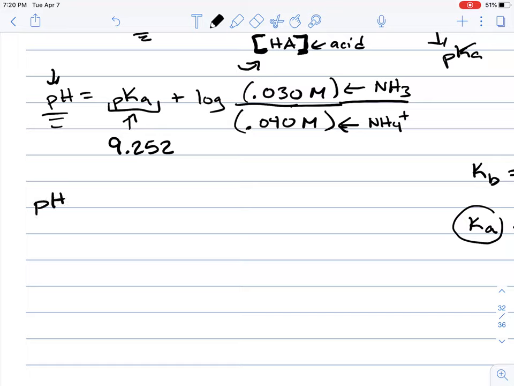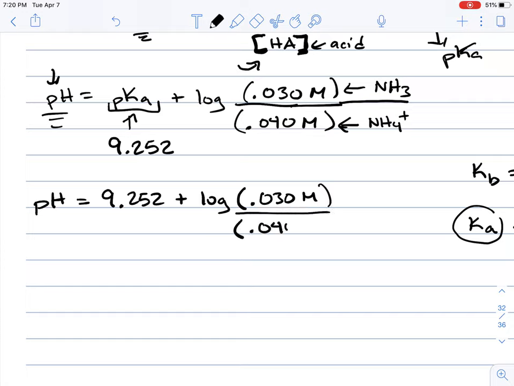So we're going to take the pH, and that's going to equal 9.252 plus the log of the concentration of 0.030 molar over 0.040 molar. Okay. Notice that molarity cancels out. And this is the reason why we can express the value in terms of moles or molarity, just because it's a ratio of the same two units.